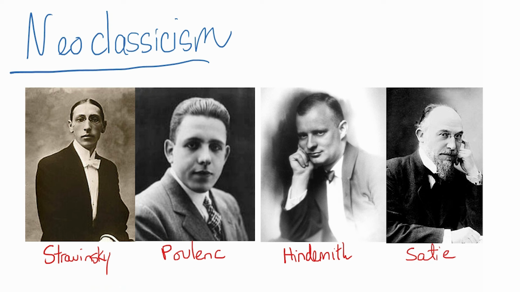Between the 2 world wars, some composers wanted to get back into the balanced and ordered style of classical music. I mean, music had become really formless and abstract by this point, so there was a counter movement to give it form again. So some composers who wrote music in this genre, I say in air quotes, you can't see my hand, would be Stravinsky, Poulenc, Hindemith, and Satie.